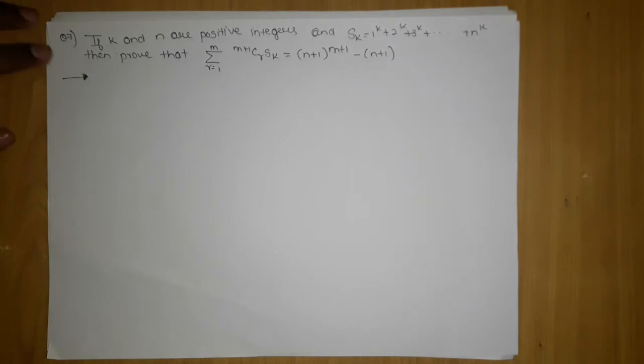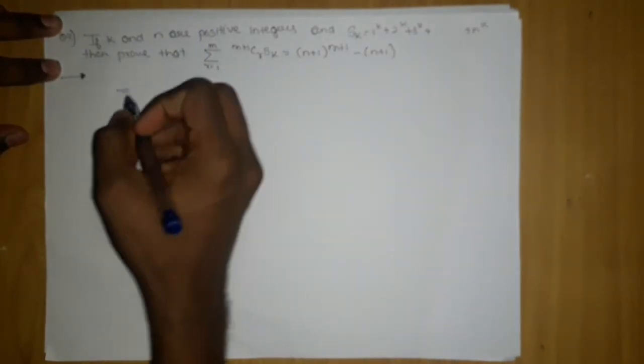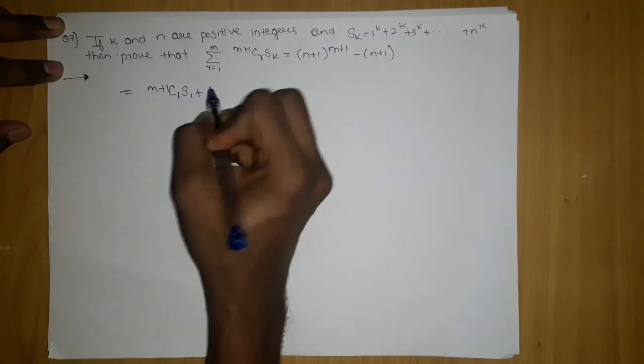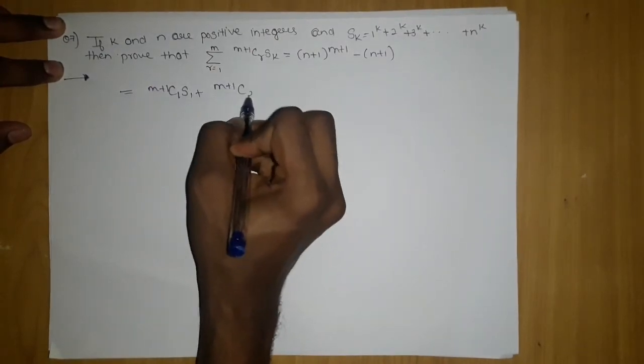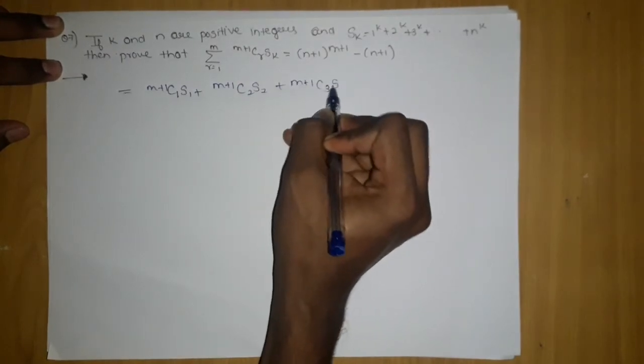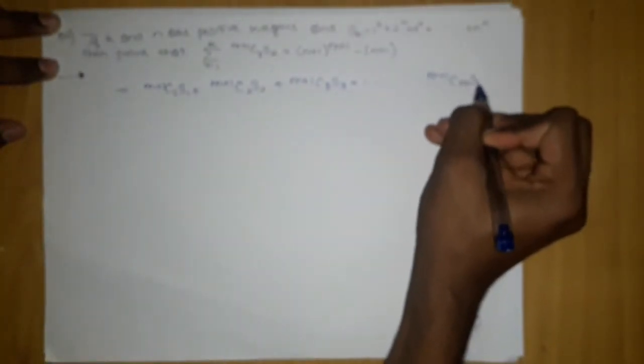Now to solve this, let's open this summation. If we open this summation, we will have (m+1)C_1 S_1, (m+1)C_2 S_2, (m+1)C_3 S_3, and so on till (m+1)C_m S_m.